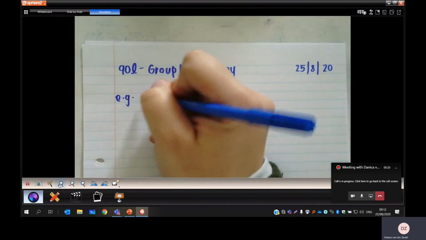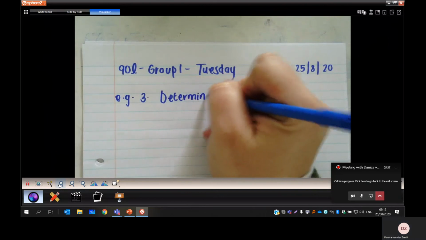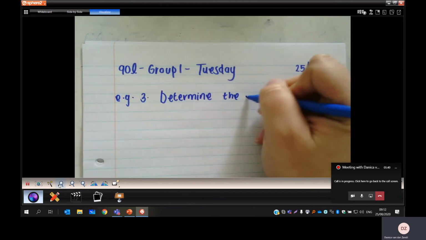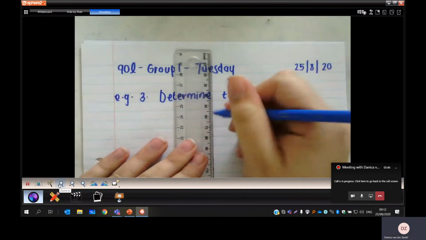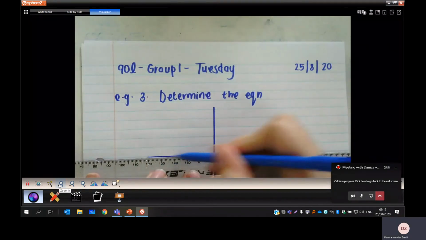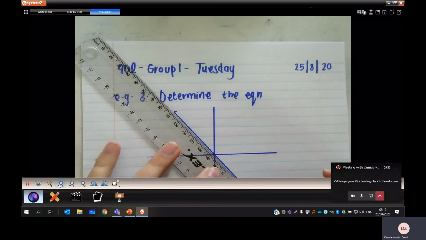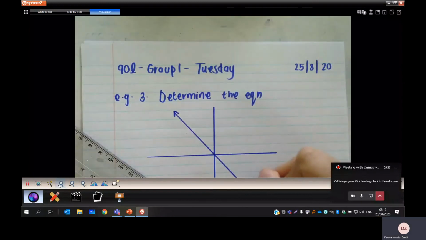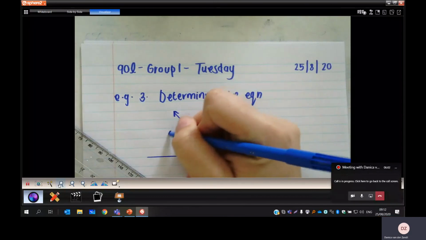Okay, our third example, we are still determining the equation. Gonna give you one. So I'm giving you a graph. And I'm giving you a point.